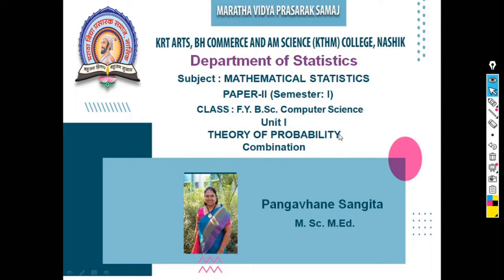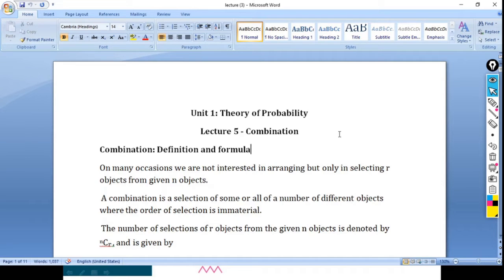Hello student, in the last three lectures we have seen the concept of permutation and the problems related to permutation. Now in this lecture we are going to study about combination. Now what does combination mean, and why do we require the concept of combination?